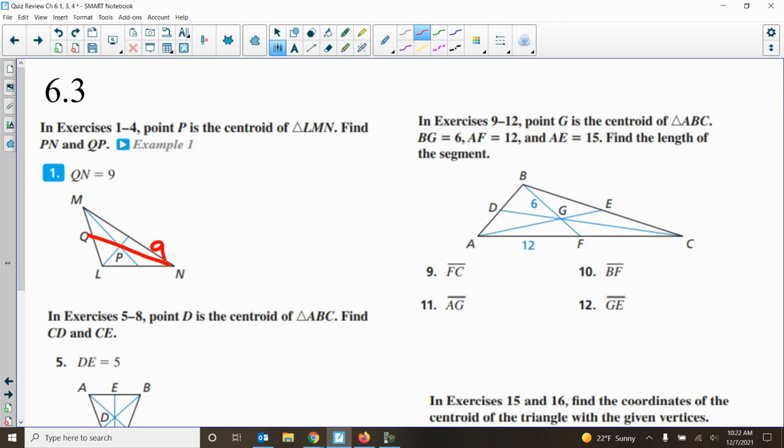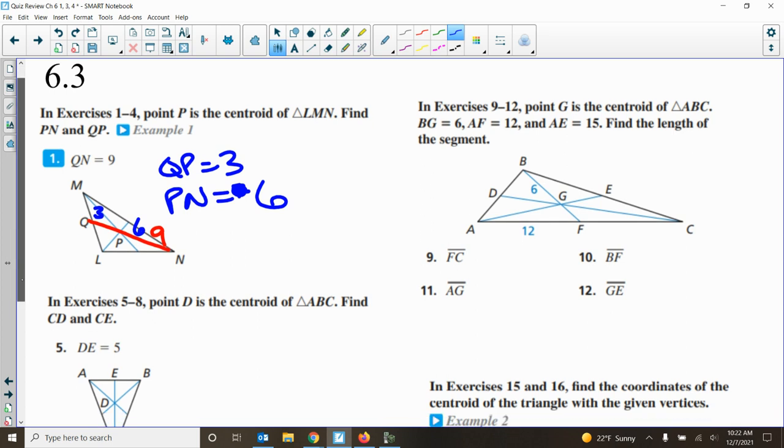And remember, this we break up into 2/3 and 1/3. Okay? 1/3 of 9 is 3, and double 3 is 6. Okay? So it's broken up. QP has to be 3. PN has to be 6. Okay, 3 and 6. 3 plus 6 is 9. 3 is 1/3 of 9. 6 is 2/3 of 9. I apologize for the mess up there. Just kind of read the information incorrectly.